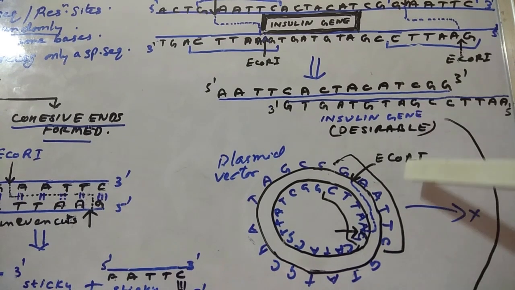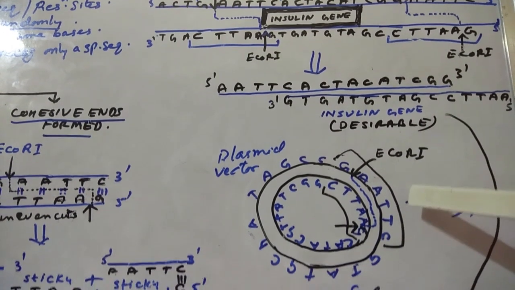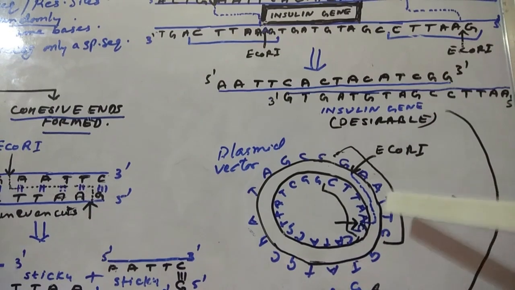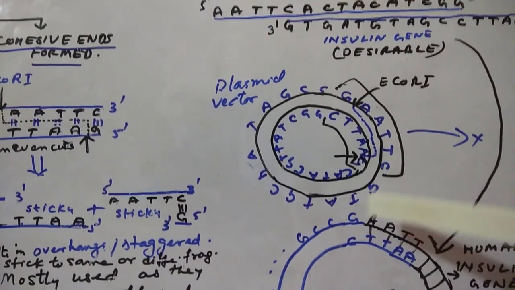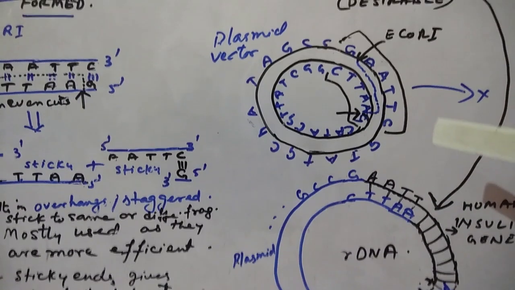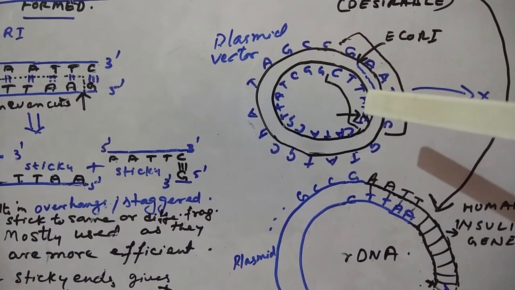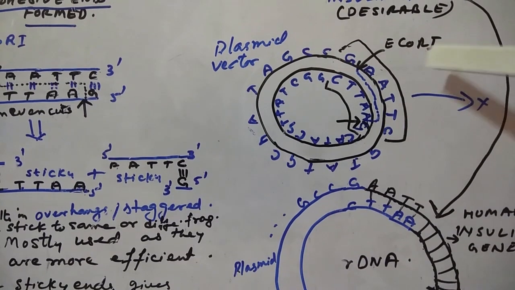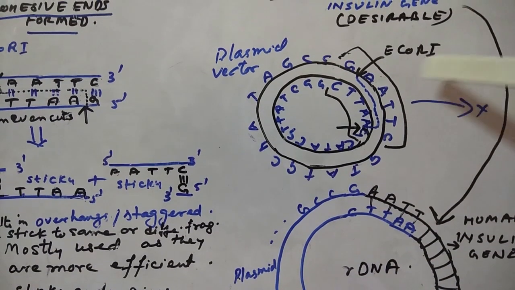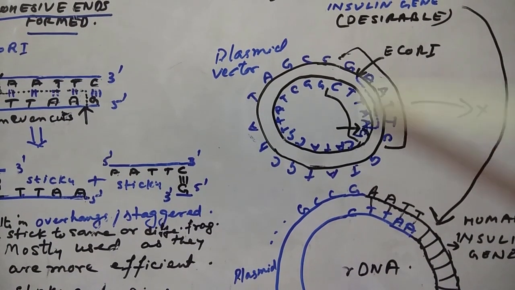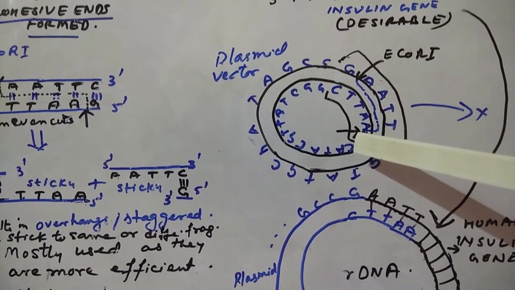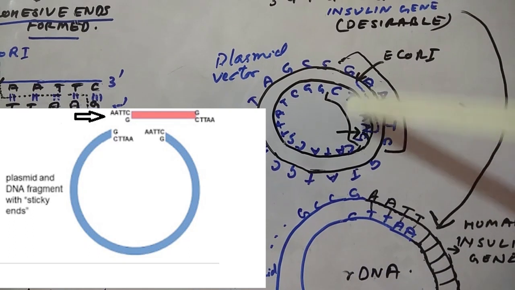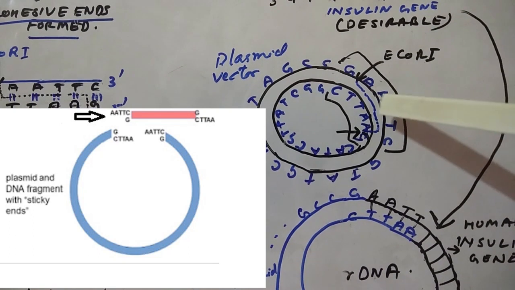This is ready. By the time, my plasmid also should be ready with the gap to insert this. So what do I do? For this plasmid vector, the same enzyme EcoR1 should be used. It also has GAATTC, that recognition site for EcoR1. So it will cleave between G and A, and this part is the cleaved part.